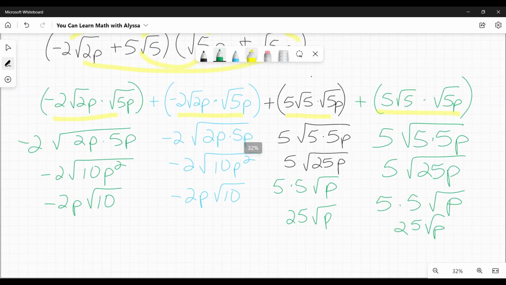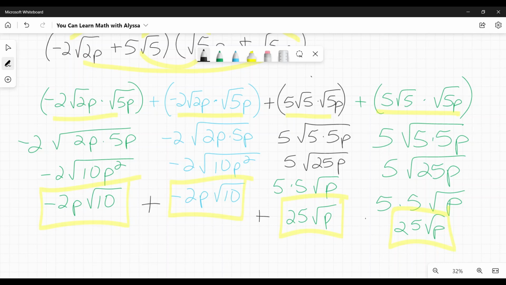Now we have our 4 final answers. We have -2p square root of 10. Again, -2p square root of 10. Then 25 square root of p and 25 square root of p. And do not forget, these are all being added together.